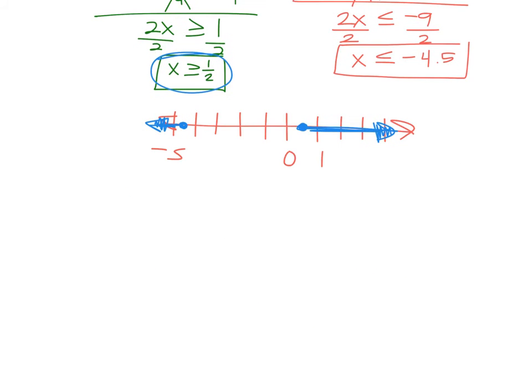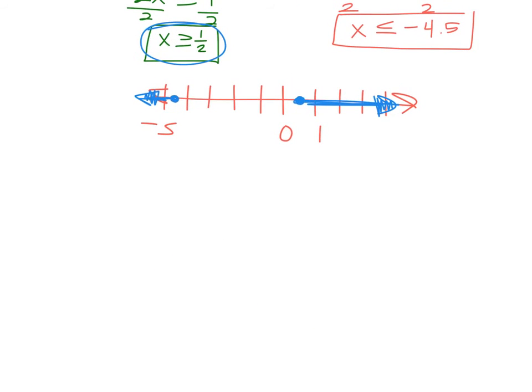How about this one? Is this going to be an and or an or problem? It's going to be an and problem, right? It's less than. Think less than. So what are your two inequalities going to look like? What's the first one? X minus 9 less than or equal to 12.